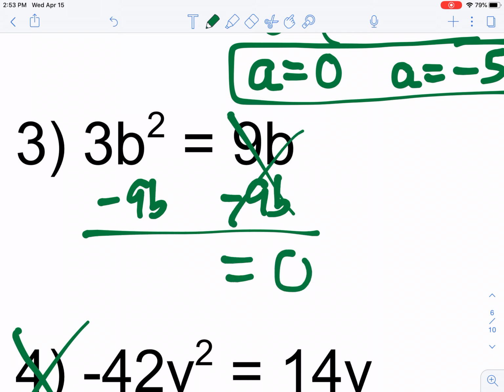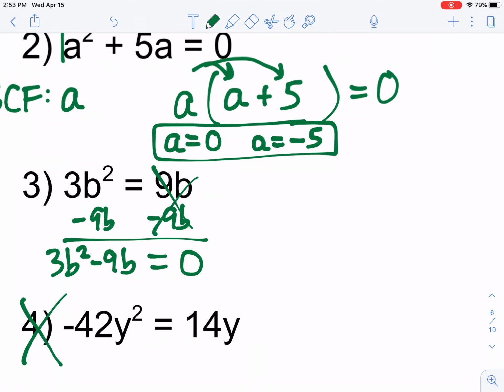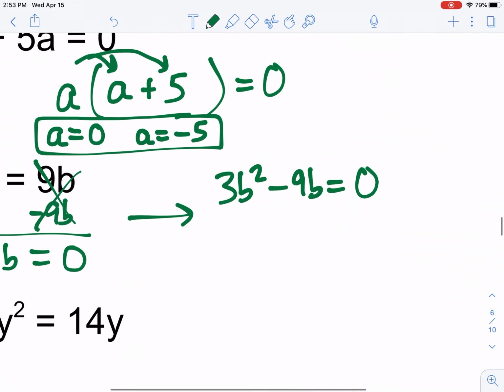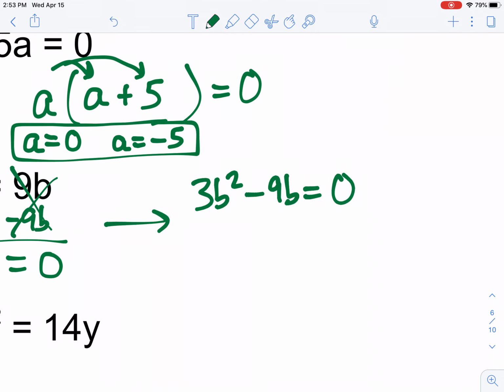Now this equals 0 over here. So 3b squared minus 9b equals 0. All right? So I'm going to rewrite it over here. 3b squared minus 9b equals 0. Now we have to do the GCF factoring. So the GCF of 3 and 9 is 3. The GCF of b squared and b to the first is just b.